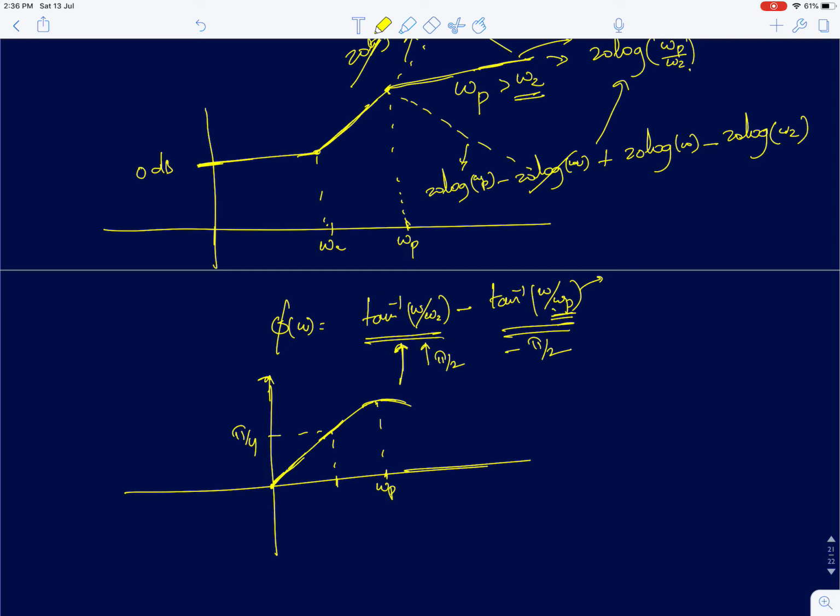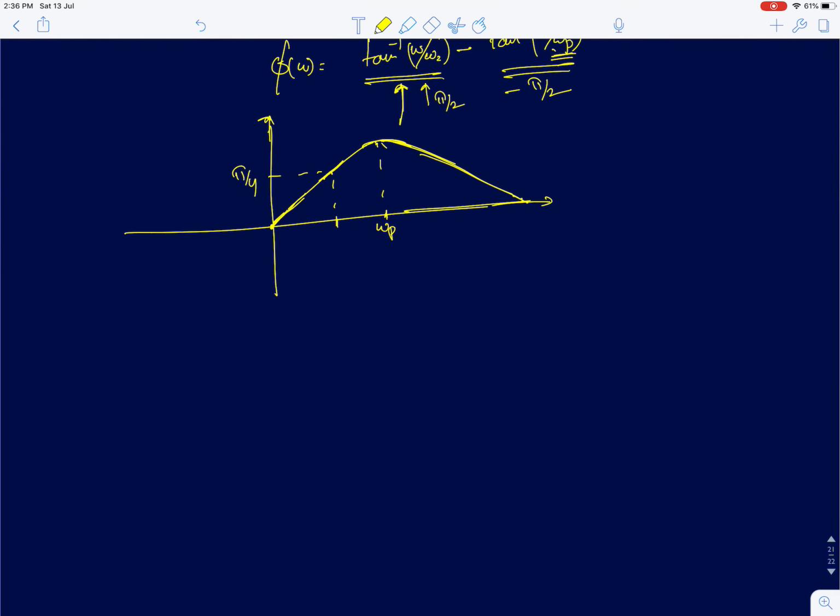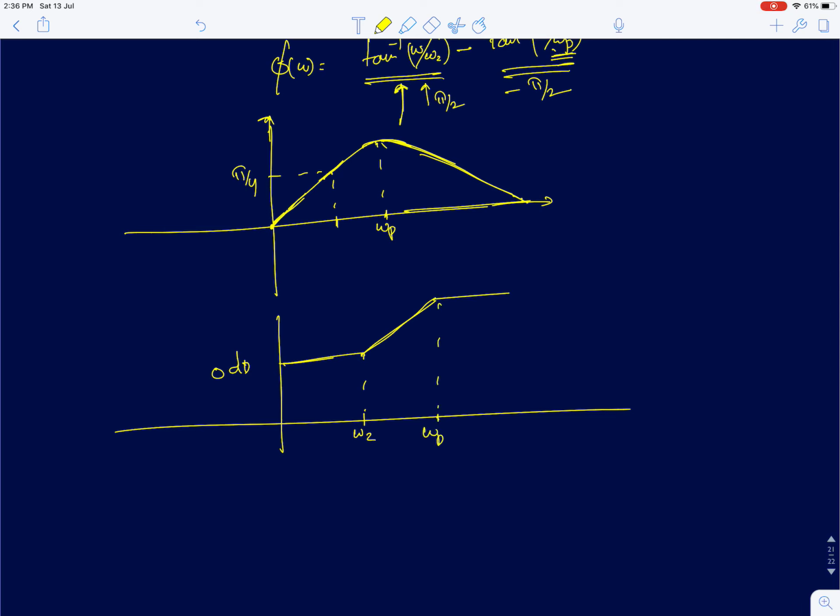This will create a maximum shift of minus pi by 2. When the two phases add, you get 0 degrees. Eventually, it goes back to 0 degrees. Okay. So what it means is, now I'll just quickly draw the magnitude response here. So first you start from 0 dB. At the 0, you start increasing at 20 dB per decade. When the pole is encountered, it remains constant. Okay. And the value of this is 20 log of omega p by omega z.